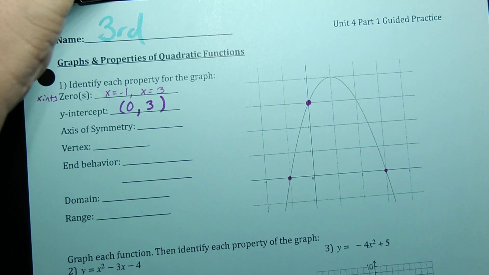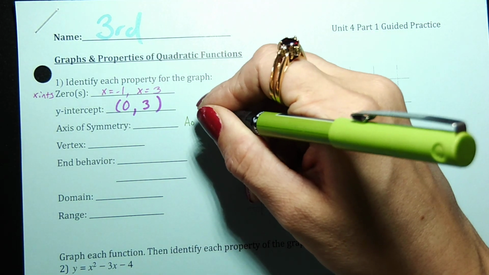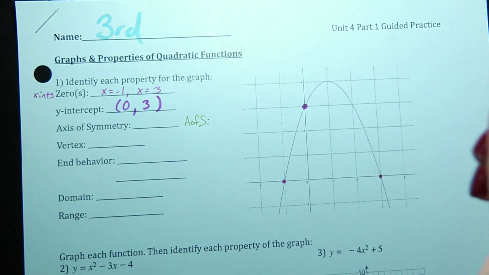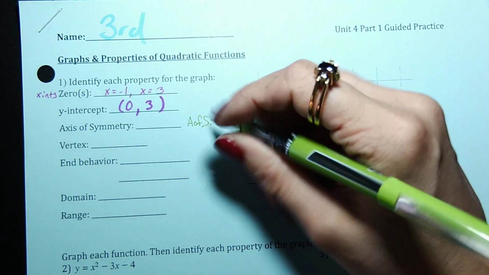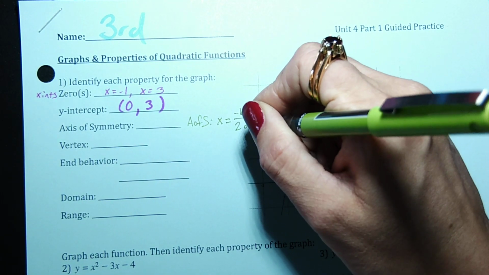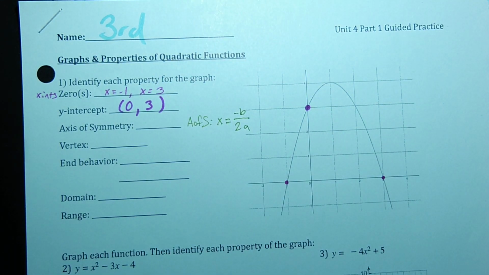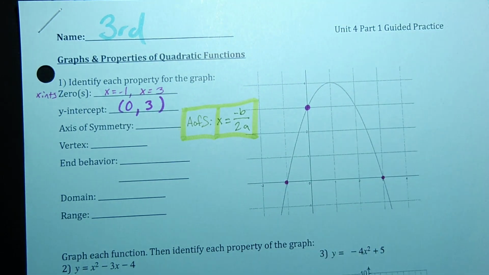And now for the axis of symmetry. So this is our first kind of piece of memorization that we have to do in this chapter. The axis of symmetry is an equation for a vertical line. That equation is x equals -b over 2a. So that formula for the axis of symmetry you will want to memorize.